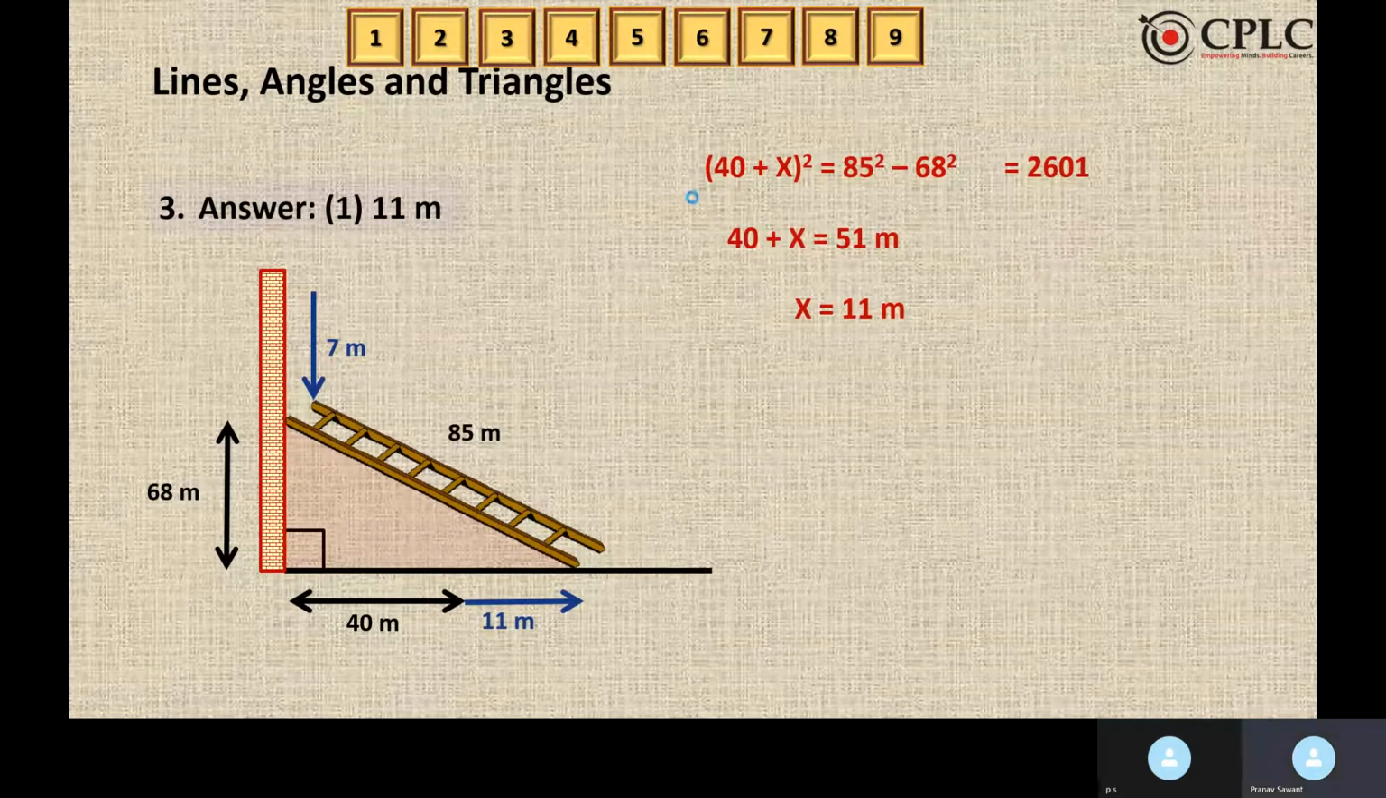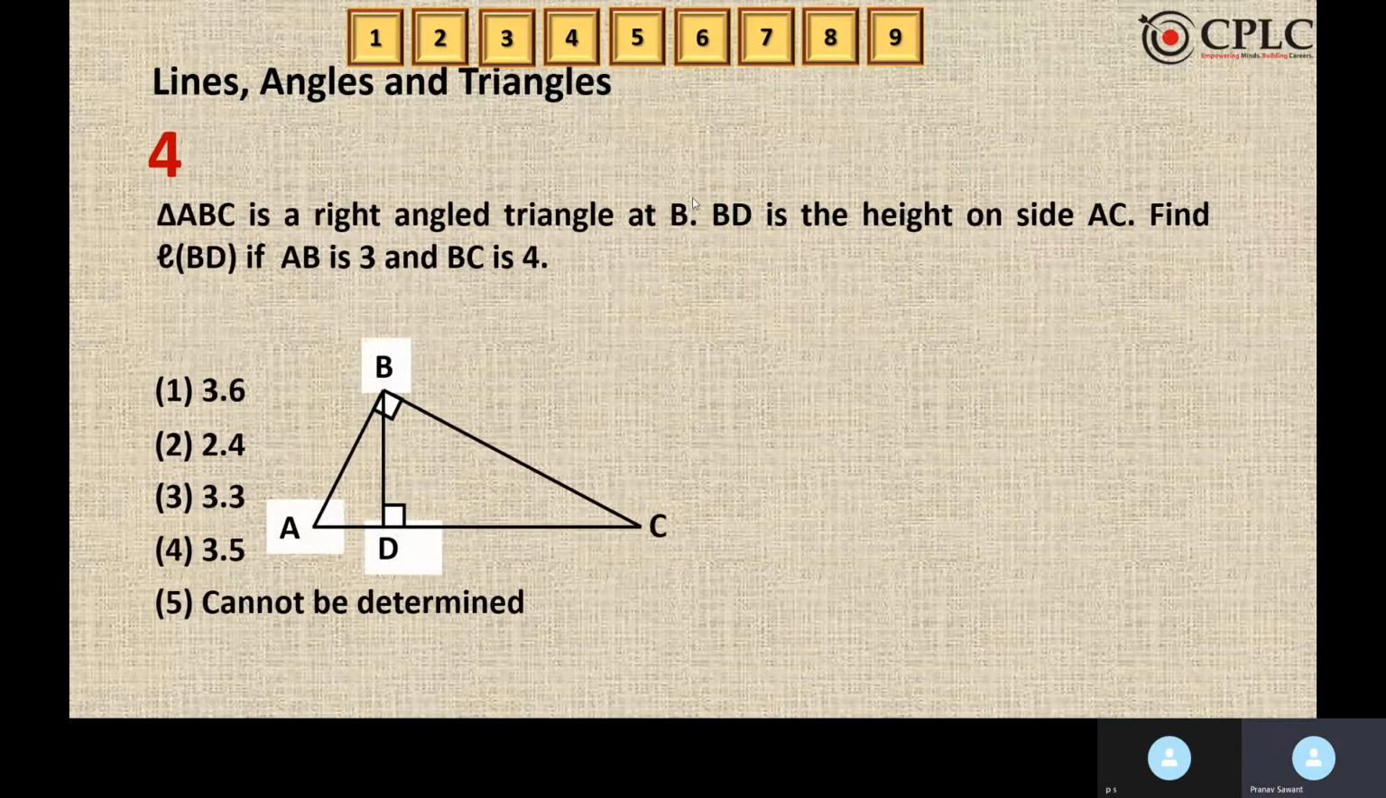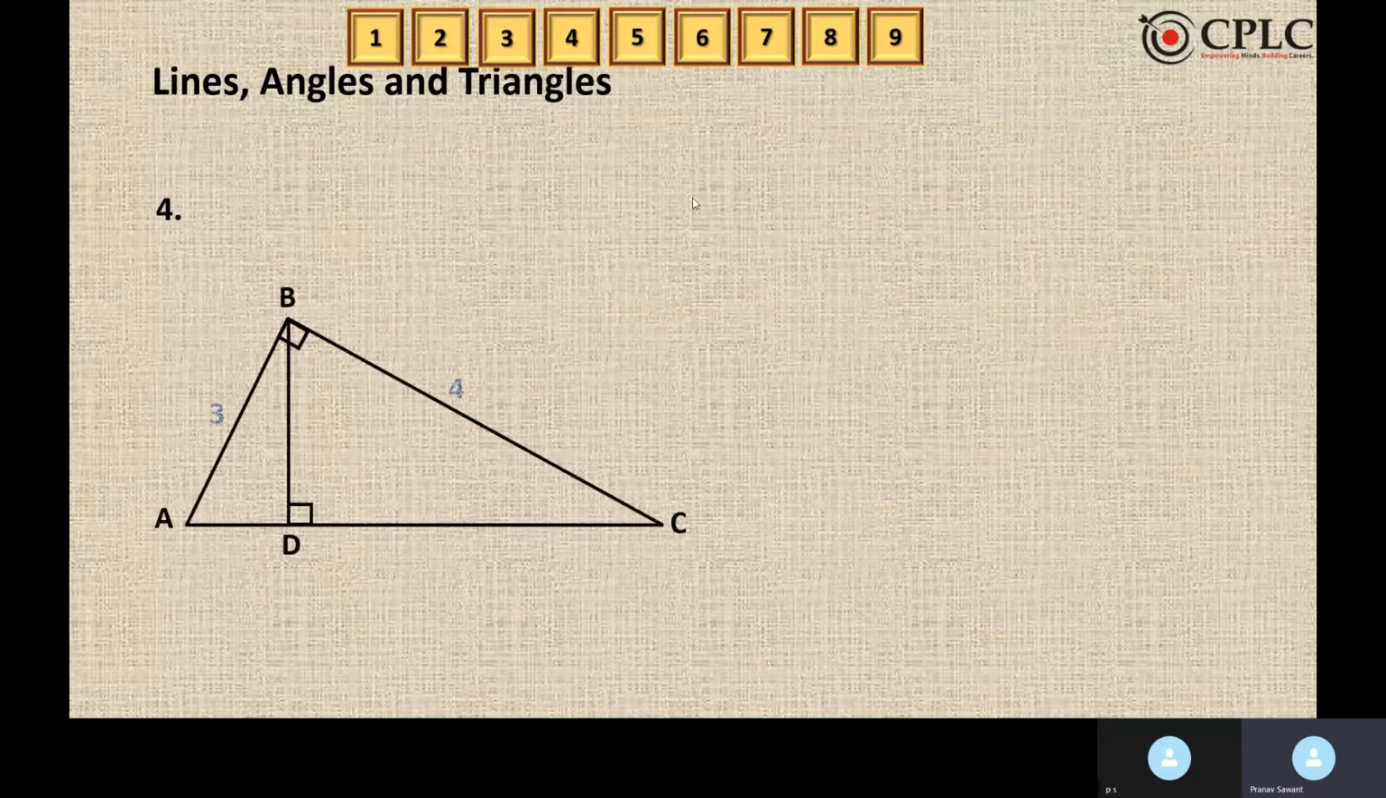Moving to the next question. ABC is a right angle triangle at B. BD is the height on the side AC. Find length BD if AB is 3, BC is 4. Now, over here, we have these lengths, so we can easily find out AC. So AC is going to be 5 by using Pythagoras triplet.